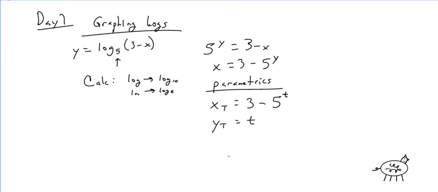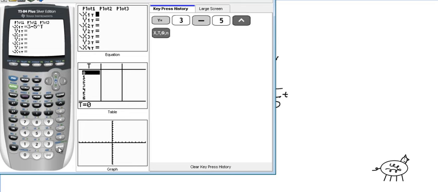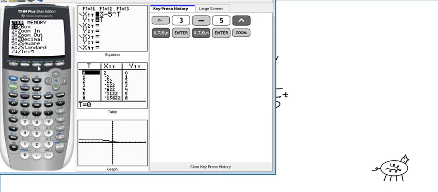Okay, so now let's graph this on our TI. I'm going to pull up my virtual TI, and I'm going to type it in here. Make sure you're in parametric mode, of course. And we're going to get x sub t is equal to 3 minus 5 to the t power, and y sub t is just equal to t. Okay, and it's probably good to use Zoom 6, Zoom standard.